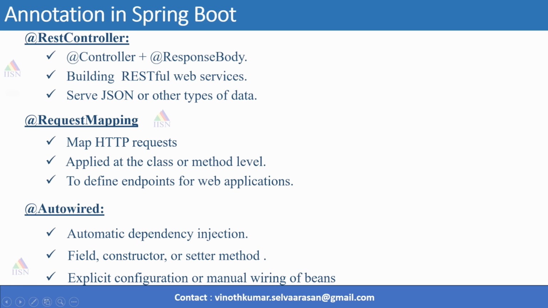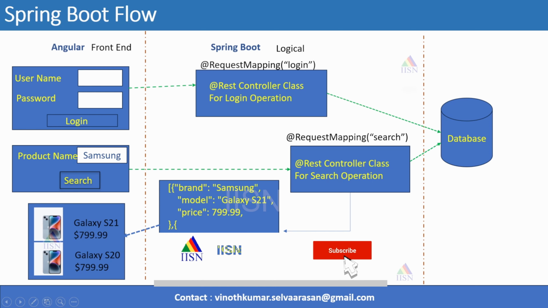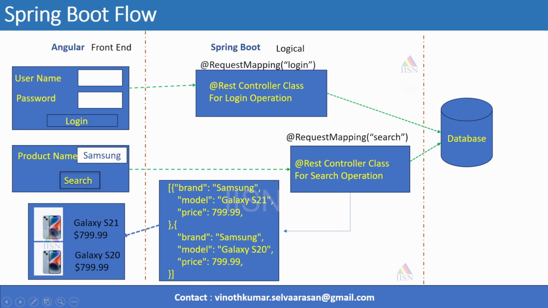Now, where are we using these annotations in the general application flow? As you see in this diagram, as we already discussed, in the front end the user is going to give the username and password and click the login button. Now this information is taken from the front end to the back end. In the back end, we have Spring Boot, right? In Spring Boot, we have different classes. Each class should be annotated with @RestController to handle and return the JSON data.